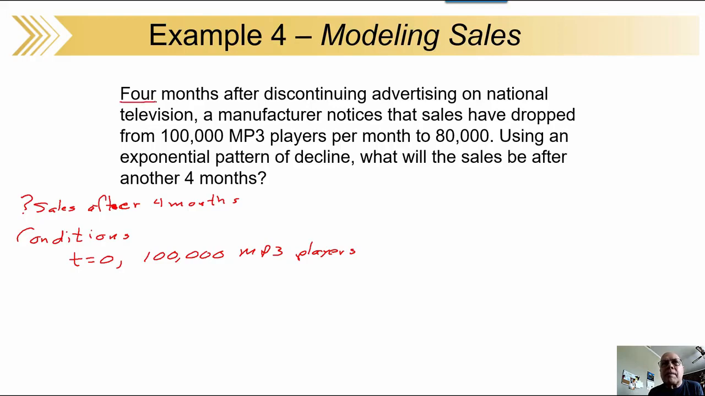4 months, which means T equals 4 months. Your sales are down to 80,000 MP3 players. Those are your conditions, in order, first and second.